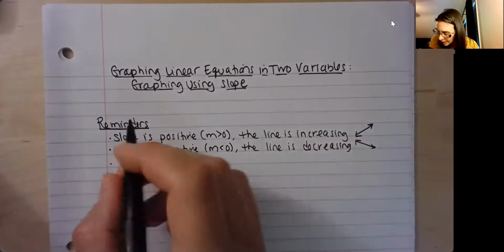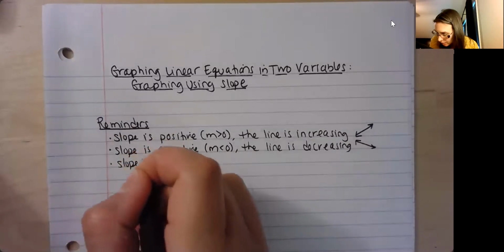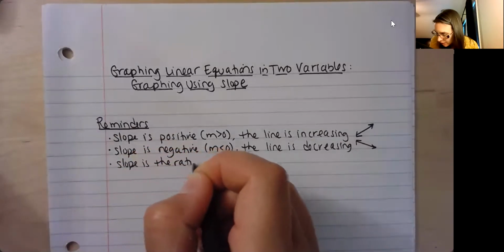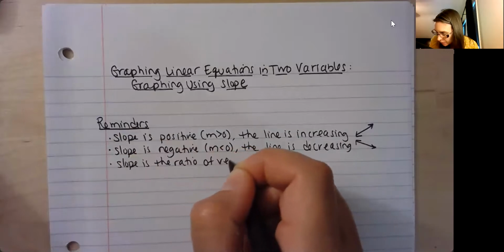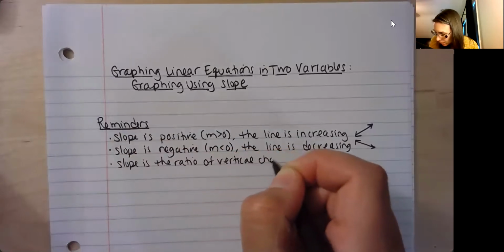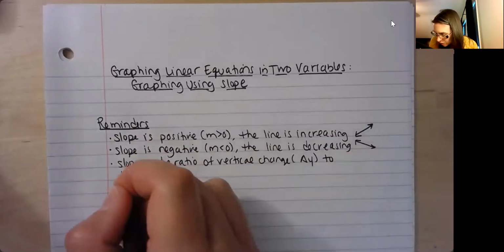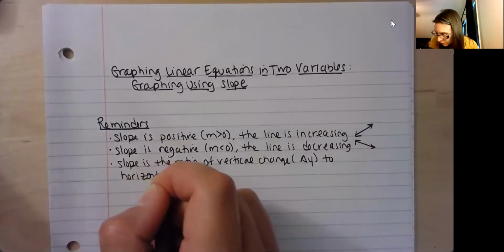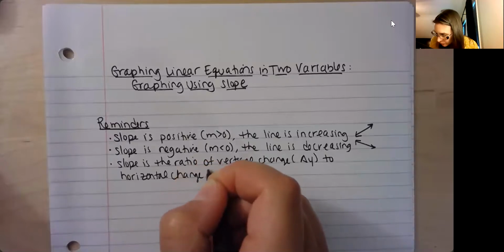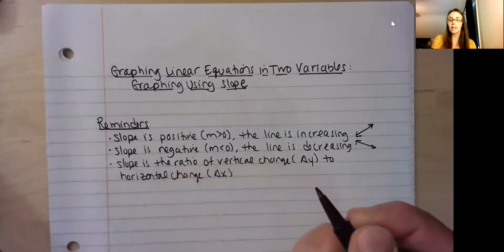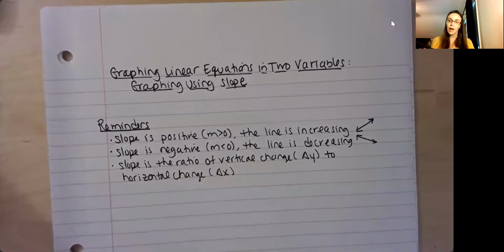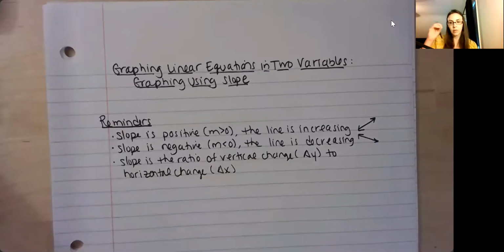Another thing to remember is that slope is the ratio of vertical change, which is the change in y's, to horizontal change, which are your change in x's. And remember, we can also physically see this on the graph. So when we were talking about slope, we were also showing on the graph how those numbers actually related directly to moving up and down from point to point, right? So you could actually see that change on the graph there.